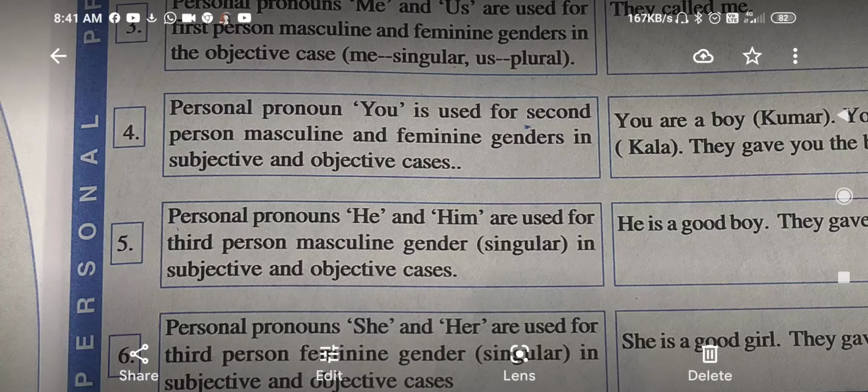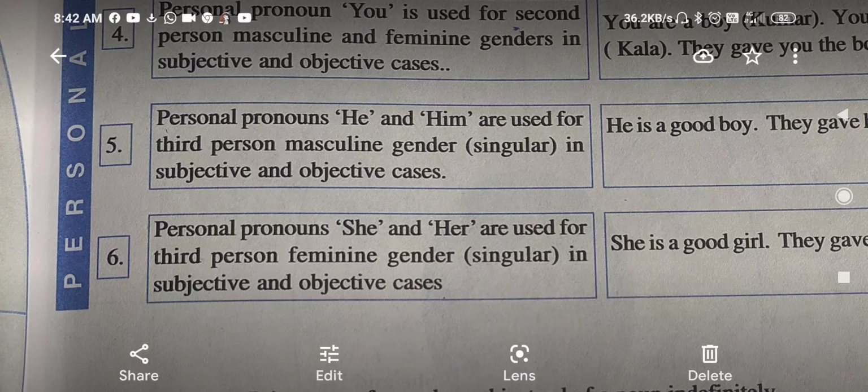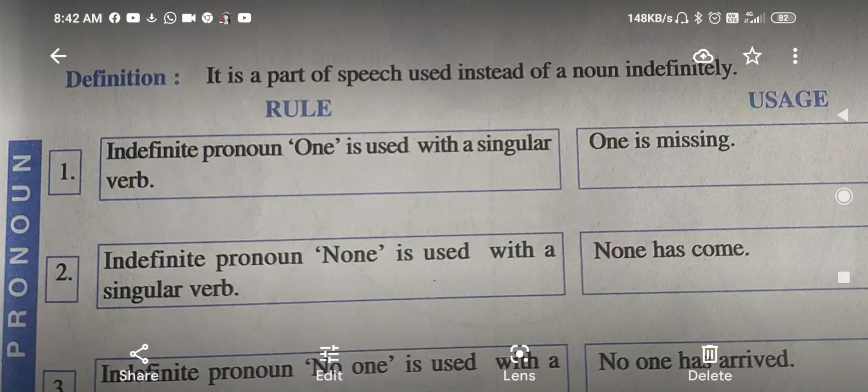Personal pronoun he, him are used for third person masculine. It is known to you that he is used with only masculine, that is males. Personal pronoun she and her are known to you, that it is used with the females.